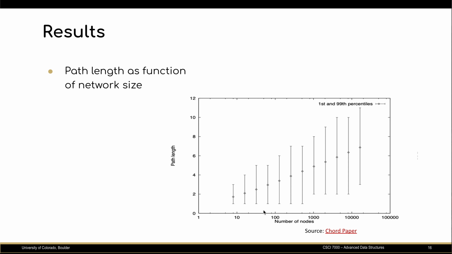So the result which we expect from the design is that as the number of nodes grows, the lookup cost would still be logarithmic. We can see here a result from the paper. As the number of nodes grows on the x-axis, the path length varies logarithmically.